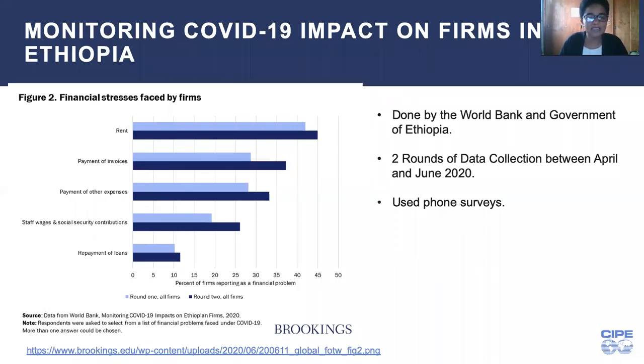Majority of them, you can see the one in light blue is the first round of questions. So they asked the first round, and then the second round is in dark blue. As you can see, rent is a major issue that was affected among businesses. And then payment of invoices was another challenge, payment of other expenses, staff wages, and repayment of loans. So you can tell that rent is a big issue.